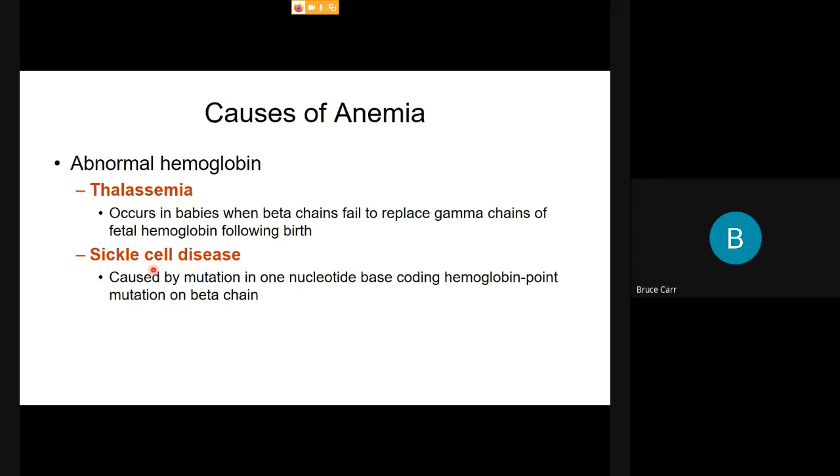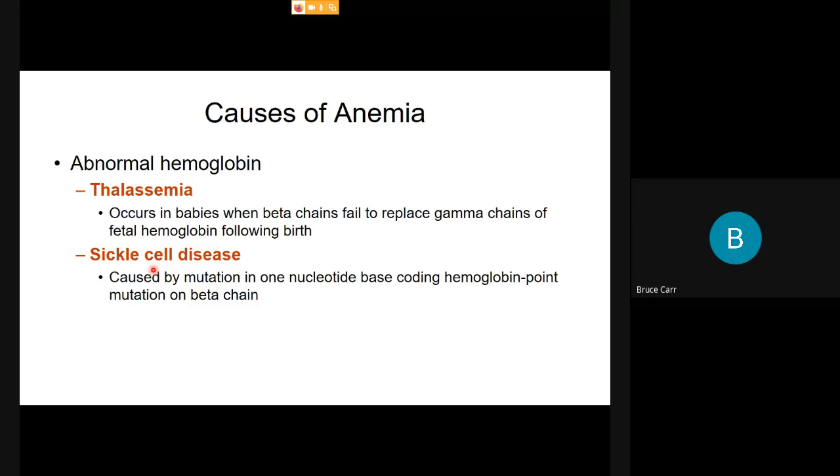Abnormal hemoglobin. If a baby is born normally, the fetal gamma chain ceases production, and the beta chain is produced. So the blood normally goes from alpha, alpha, gamma, gamma to alpha, alpha, beta, beta. If that does not occur, it produces a condition called thalassemia.